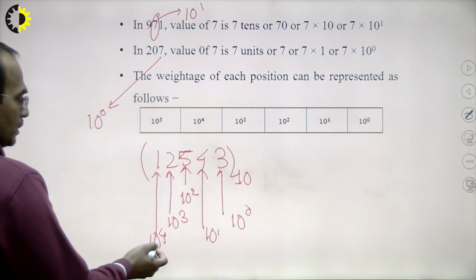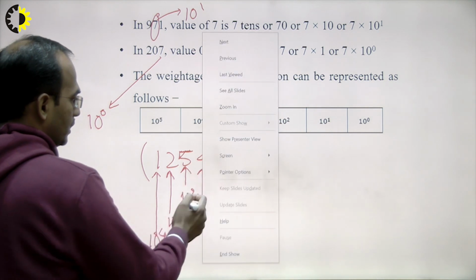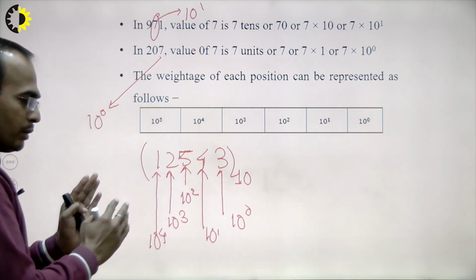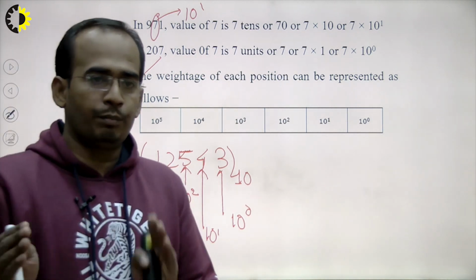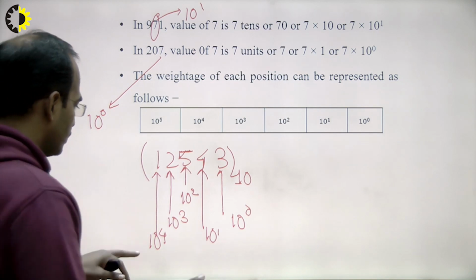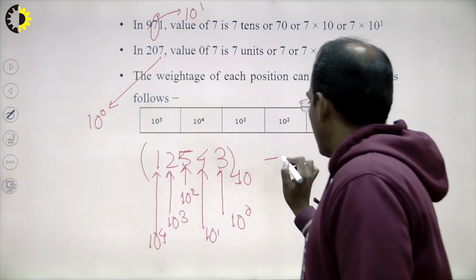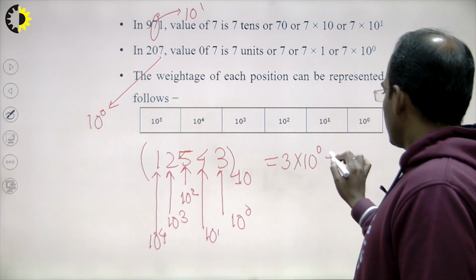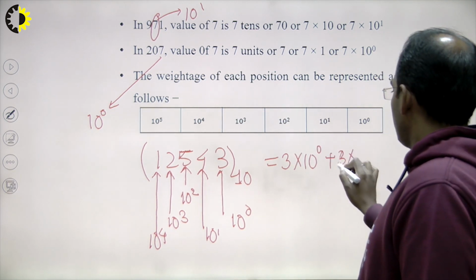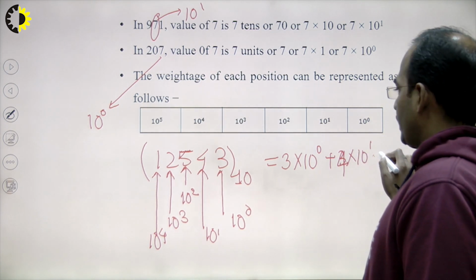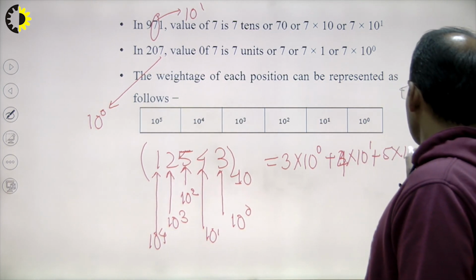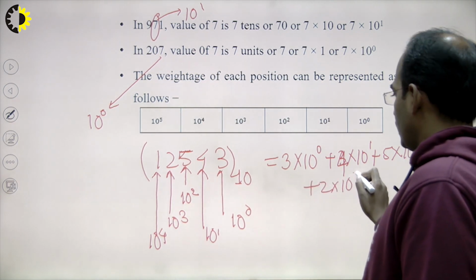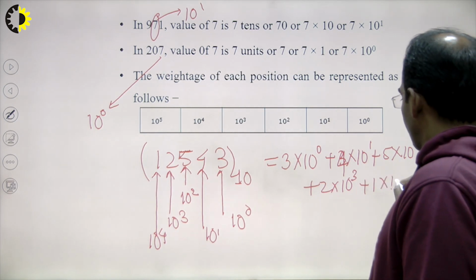So, this is at 10, the weight of this 4 is 10 to the power 1, the weight of this 3 is 3. So, by adding these numbers with the weight of the position, you can get the exact number. It means, how can I write this? 3 into 10 to the power 0 plus 4 into 10 to the power 1 plus 5 into 10 to the power 2 plus 2 into 10 to the power 3 plus 1 into 10 to the power 4.